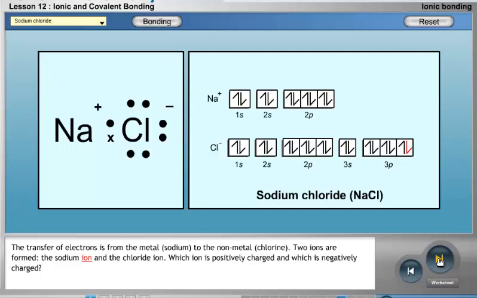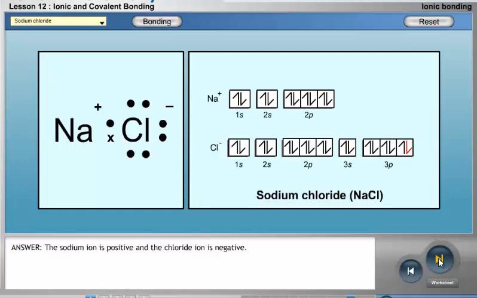Two ions are formed, the sodium ion and the chloride ion. Which ion is positively charged and which is negatively charged? Answer: the sodium ion is positive and the chloride ion is negative.